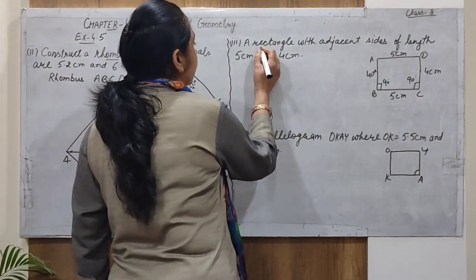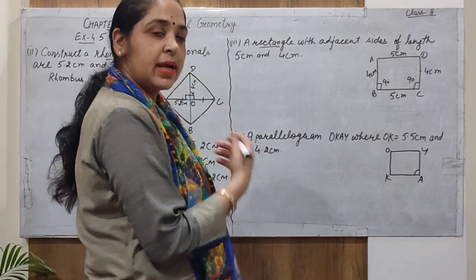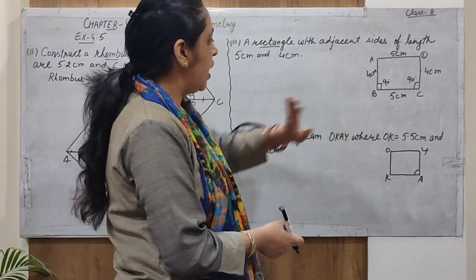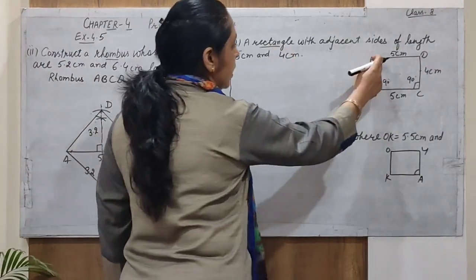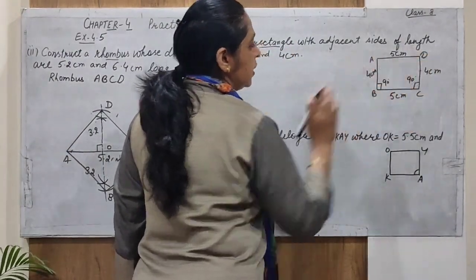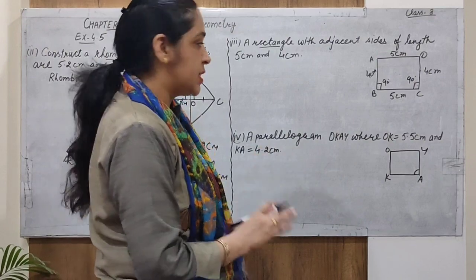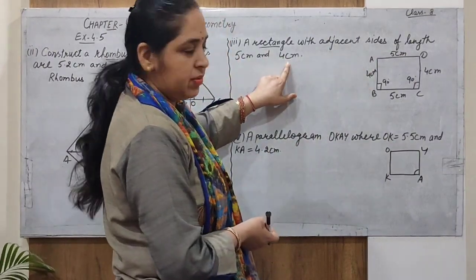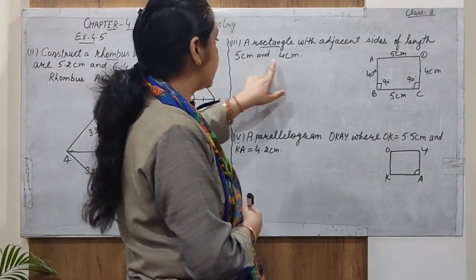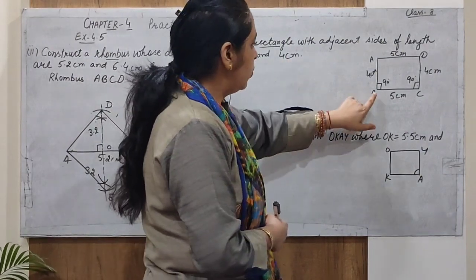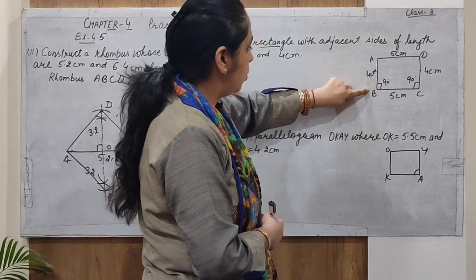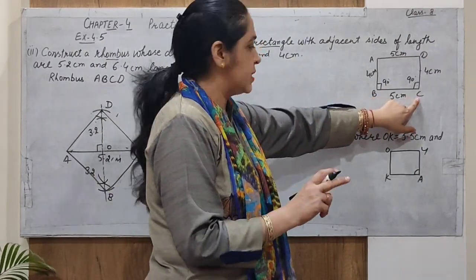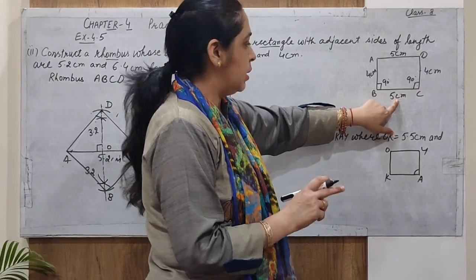As the quadrilateral is a rectangle, in a rectangle opposite sides are equal. Suppose we have to draw a rectangle A, B, C, D. This rectangle we have to construct. From this rectangle, only 2 sides are given, one as L and second as B. So we can select AB, suppose 4 centimeter, and BC, the second side, equal to 5 centimeter.